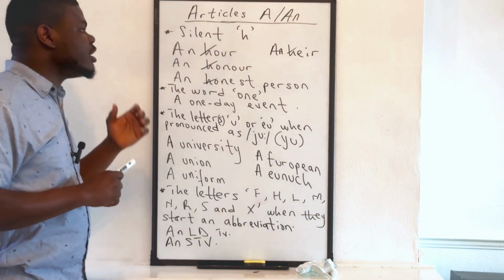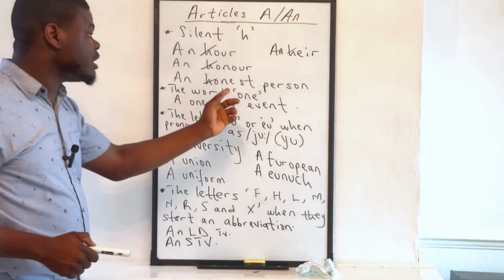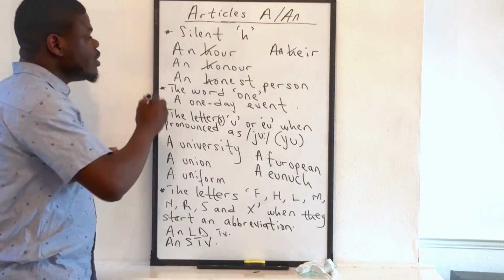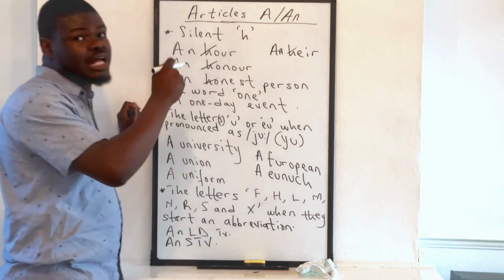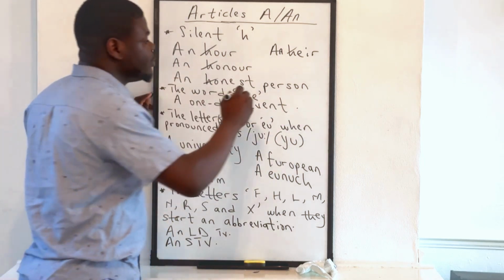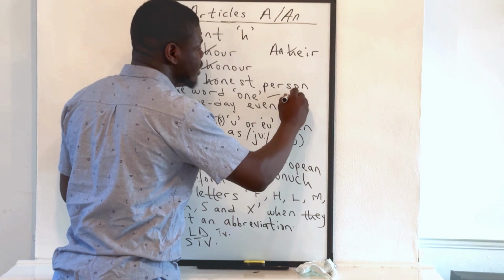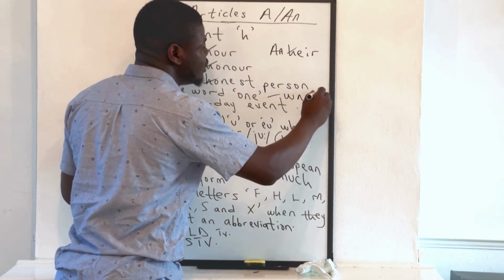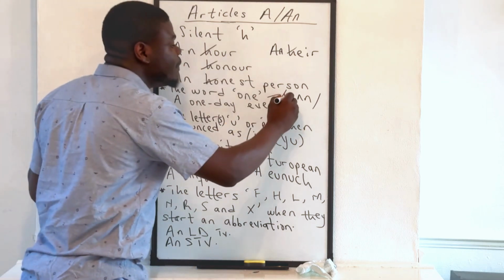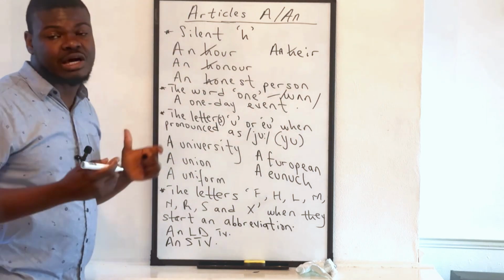You can see that the word O-N-E starts with the letter O, of course. However, even though it starts with the letter O, we do not pronounce it as "on", rather we pronounce it as "one". Which means that the first sound there is the W sound.